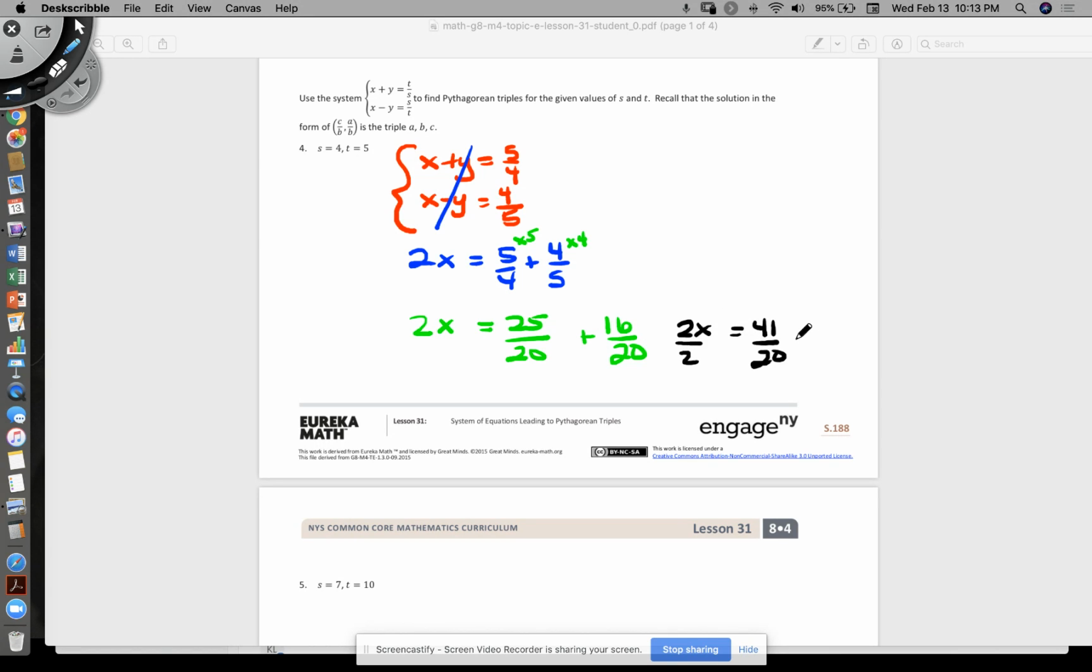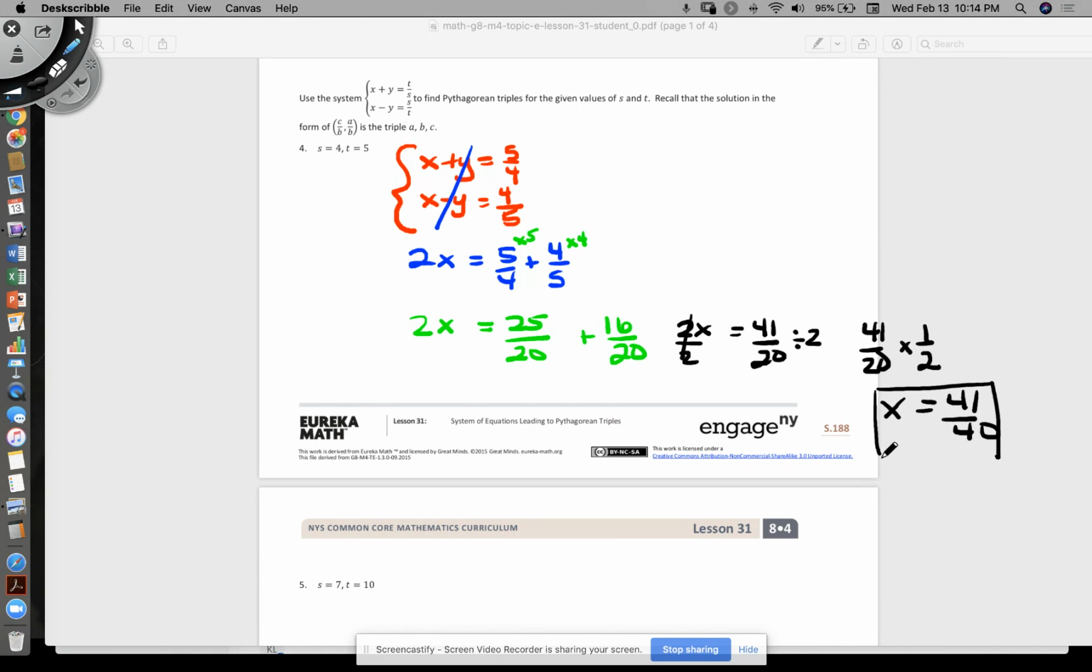I'm going to divide by 2. Those cancel. Now remember, when you divide by 2 and you have a fraction, you actually multiply by its reciprocal. So this will be 41 over 20 times 1 over 2. Checking my diagonals, there's nothing I can really do, so I just multiply straight across. And my final answer is x equals 41 over 40.